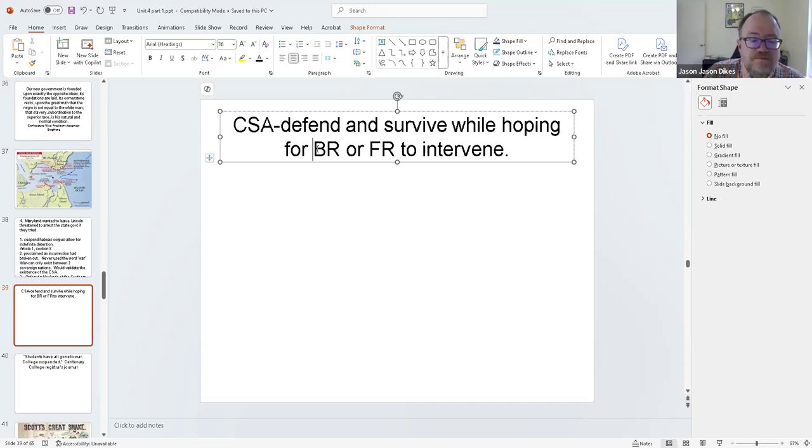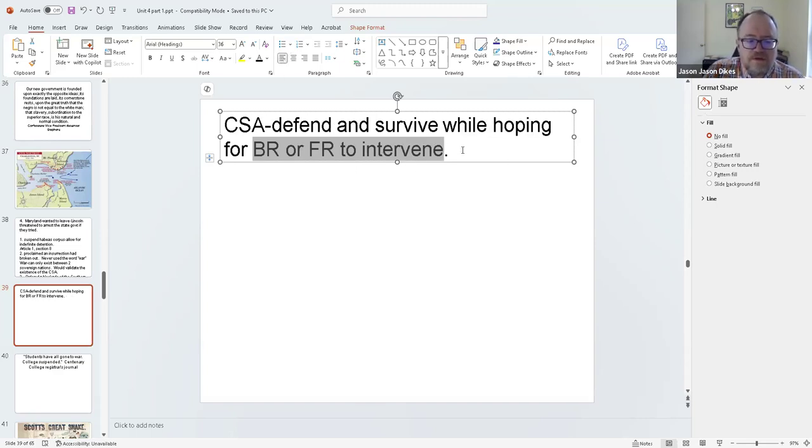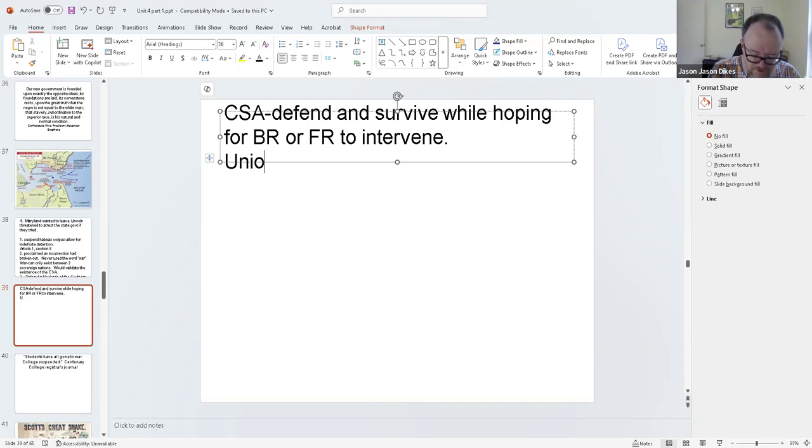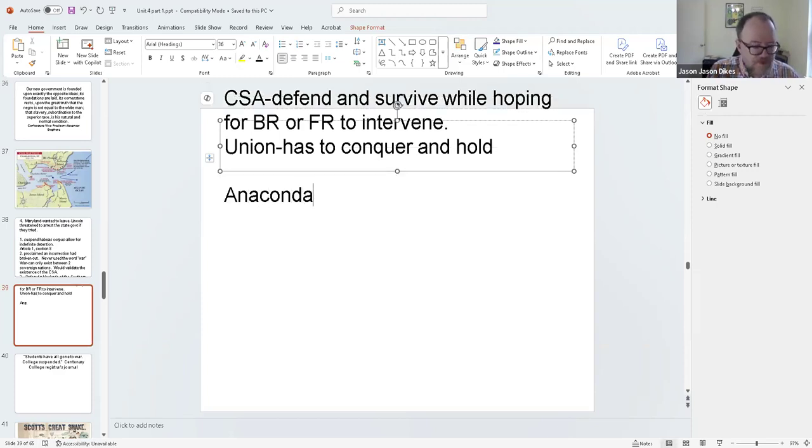And we will look at how this will drive some of the decision making. The Union has a much more difficult task. It has to conquer and hold, and that is a much more difficult thing to do in a war, to conquer and hold.